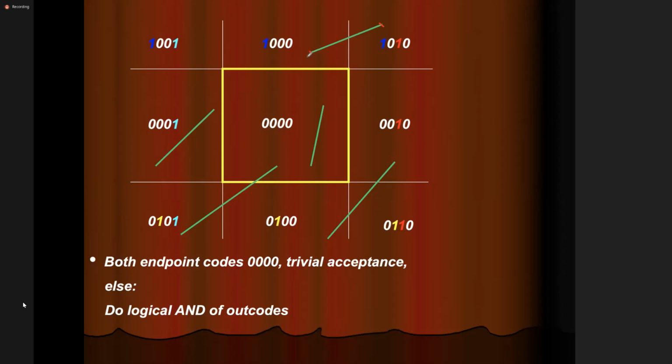The outcode for this one is 1, 0, 0, 0. Here 1, 0, 1, 0. The first thing is we are marking the outcodes. Zero, 0, 1, 0. Here we take 0, 0, 0, 0. Here we take 0, 1, 0, 1. Here also we take 0, 0, 0, 0. Here 0, 0, 0, 1, 0, 0, 0, 1. Right? Now outcodes are done.